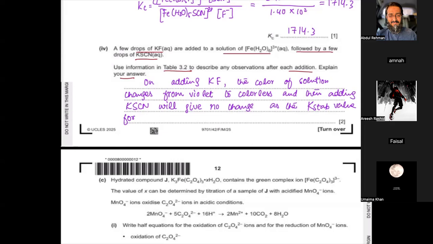Okay, so the K step value for Fe(H2O)5F is greater than the K step of Fe(H2O)5SCN.